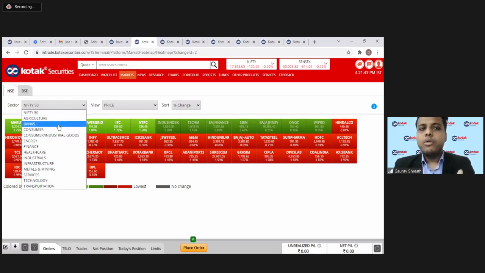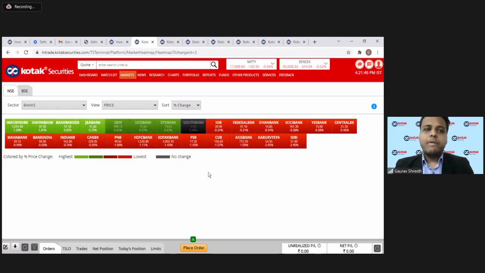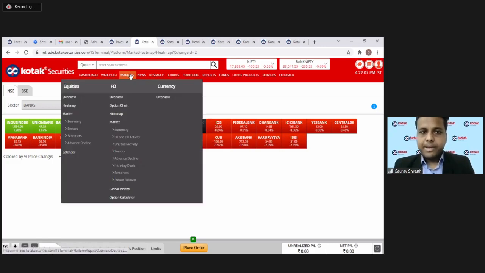Let's suppose I only want to check the banking stocks today. I just have to select banking, and automatically I will get a heat map of banking stocks. Overall, around 7 stocks today had bullish movement in banking, and the rest had bearish movement. So this is how you can use the heat map to get a quick overview of the market or a particular index. In the market section, the other things are summaries, sectors, screener, and advance and decline. I will quickly cover all of them.